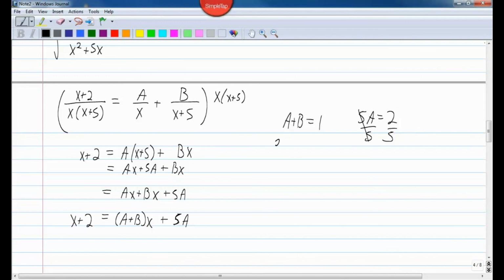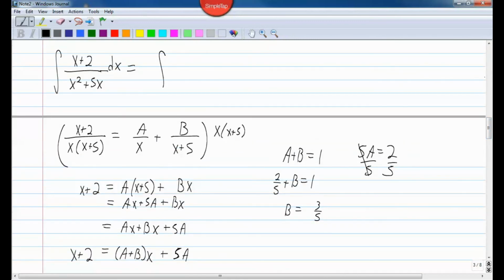So if a is 2/5, 2/5 plus b equals 1. b equals negative 3/5. Subtract 2/5 from both sides. No, it's a positive 3/5. Subtract 2/5 from both sides. All right, so a is 2/5, b is 3/5. Let's rewrite this right side here, up here by my integral. This is the integral of a was 2/5, so it's 2/5 over x plus b is 3/5, 3/5 over x plus 5 dx.